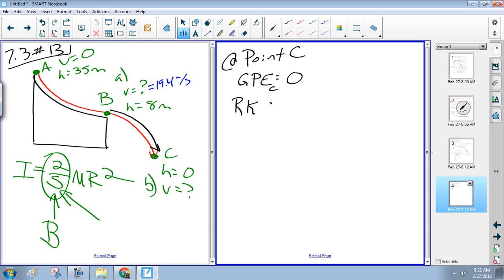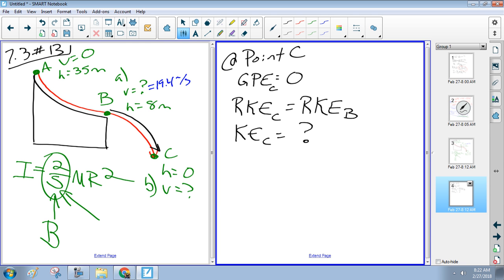The rotational kinetic energy at point C is equal to what? It's the same as the rotational kinetic energy at point B, right? And then just normal KE is going to increase, exactly what Andrew said. It's going to move faster linearly, but not angularly. Does that make sense? Okay, and the KE at C is something, we just don't know what. Follow? All right.